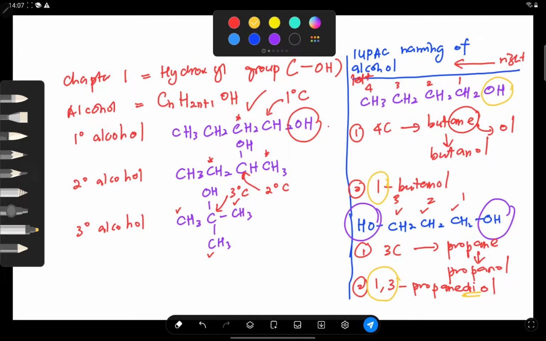For your information, if you want to write the IUPAC name, always remember: in between number and number you put a comma. In between number and alphabet you put a dash.